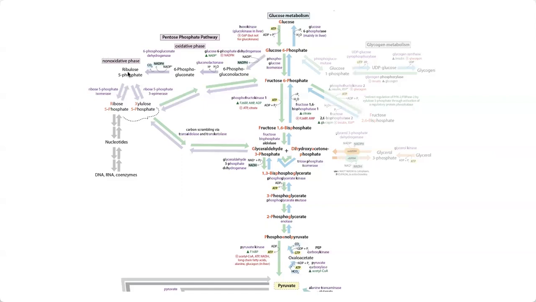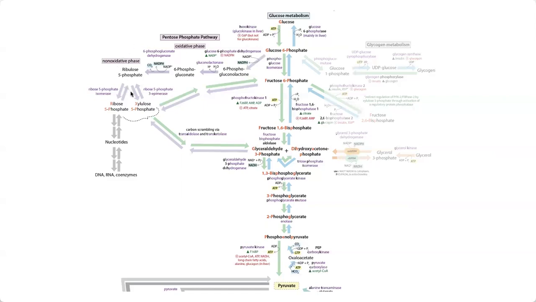Then we can take that ribulose 5-phosphate. We can use an isomerase or an epimerase. Basically, we can scramble things up to give us ribose 5-phosphate or xylulose 5-phosphate. And the ribose 5-phosphate, we can use it to make nucleotides, we can make DNA, RNA, coenzymes. Or what we could do is we could funnel it back. We can combine it with other carbons in order to basically regenerate this glucose 6-phosphate that we could take back through the pathway if we want to go the oxidative phase.